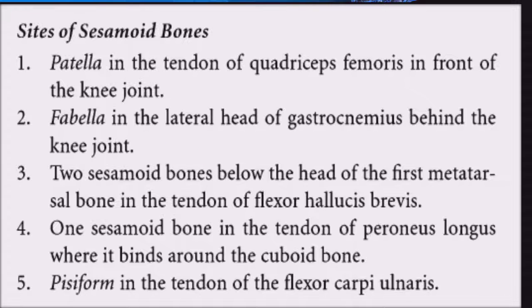So where are sesamoid bones present? When you extend your knee, the bone found in your knee joint is patella, which is a sesamoid bone. The other is fabella, that is found in lateral head of gastrocnemius muscle, which is also near the knee joint. The other examples are pisiform and so on.